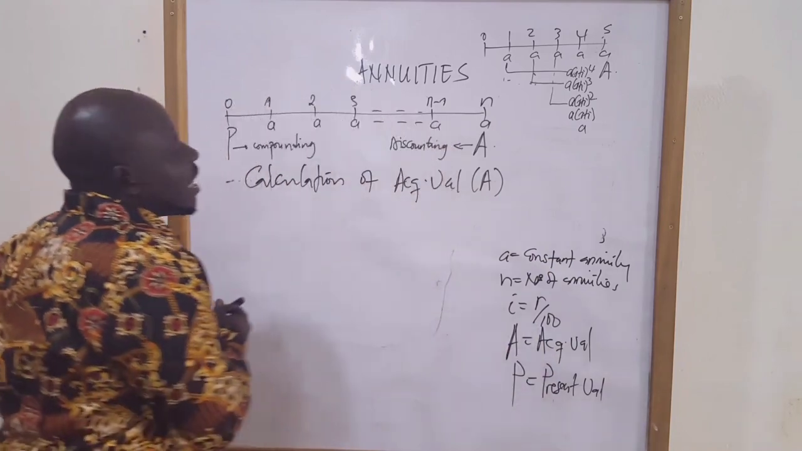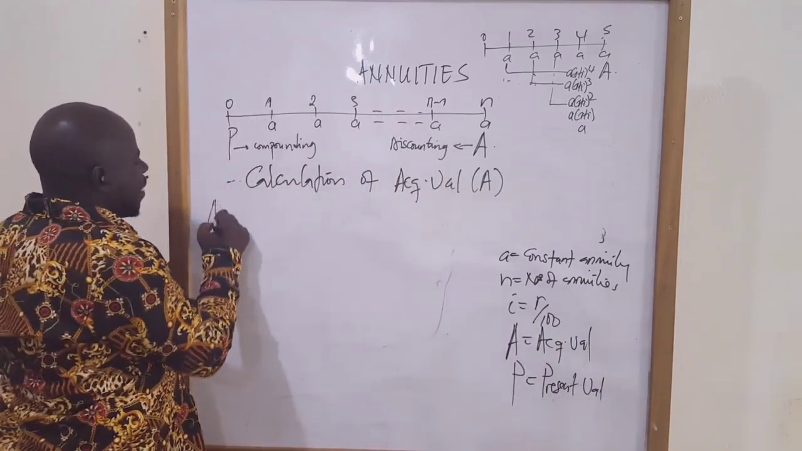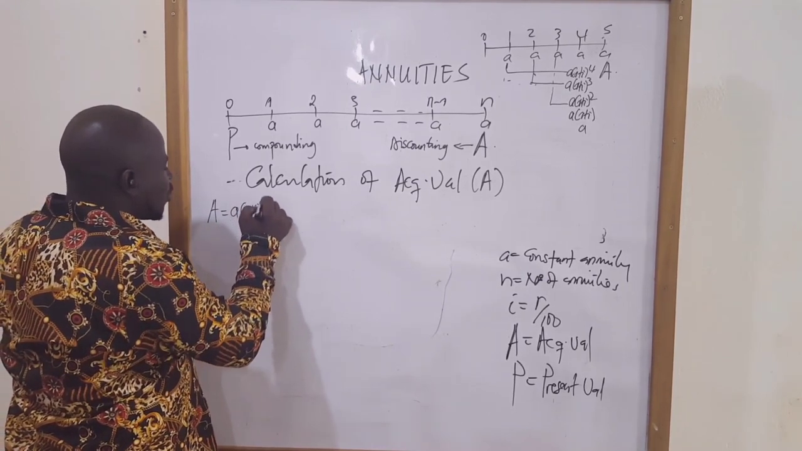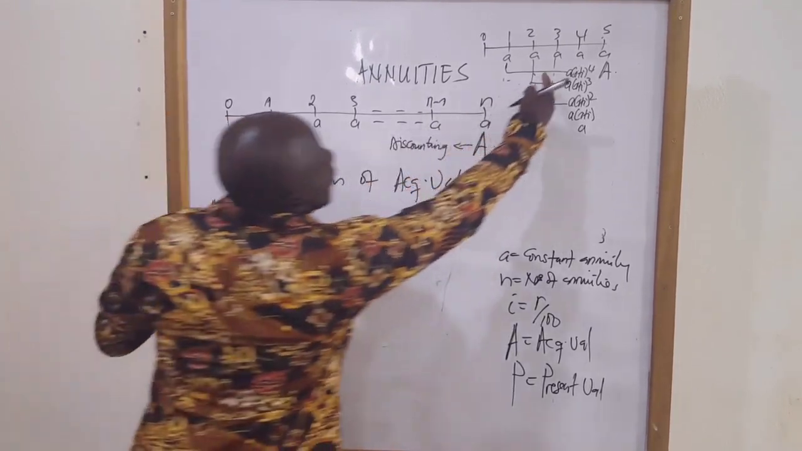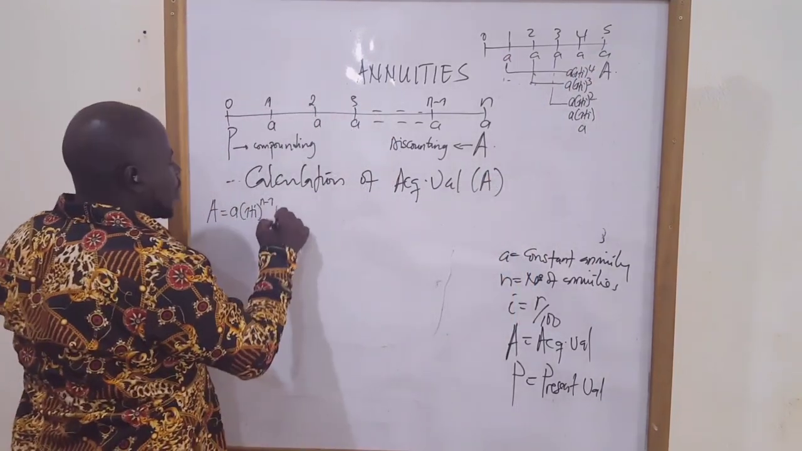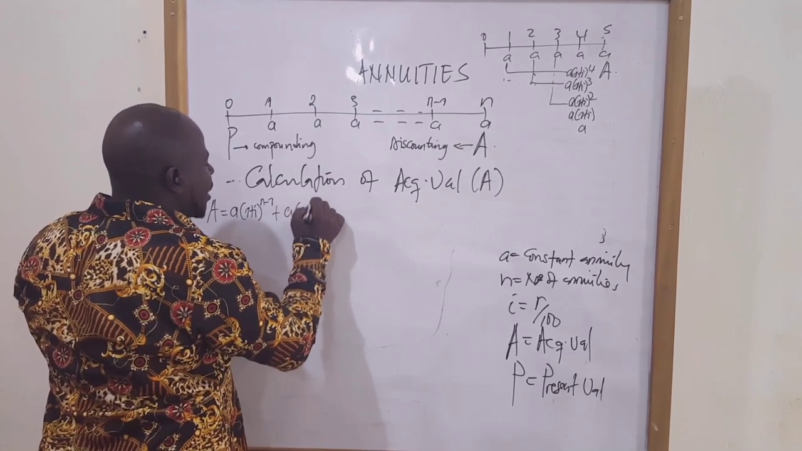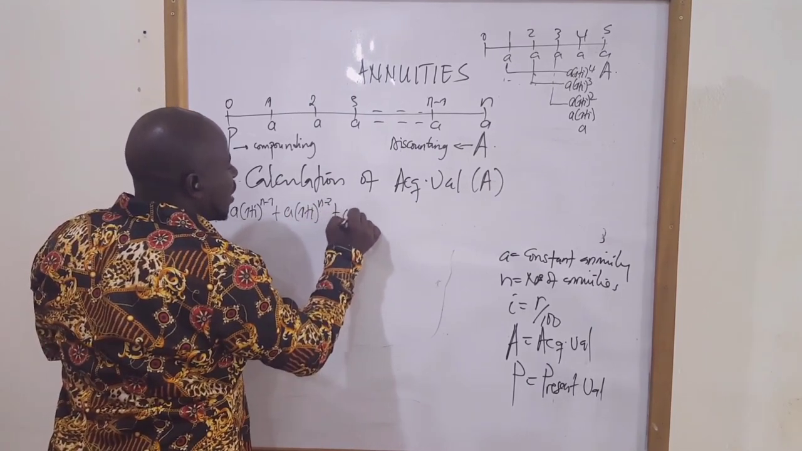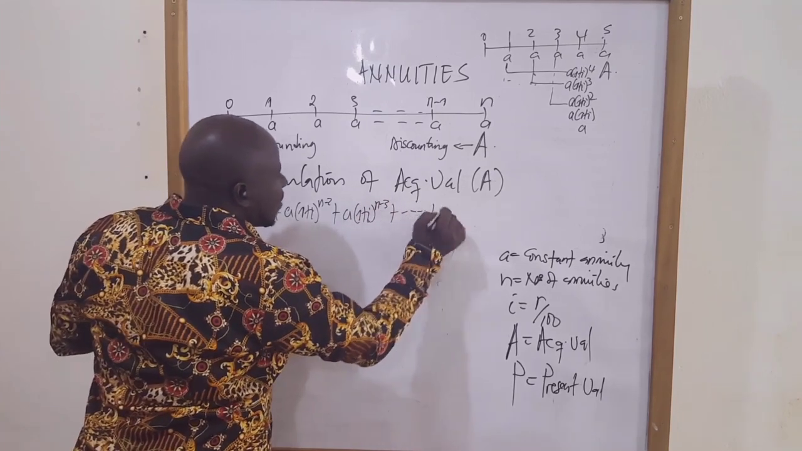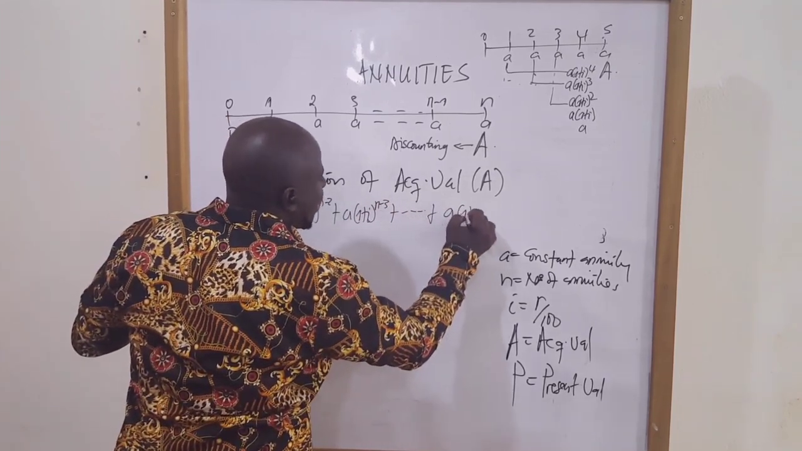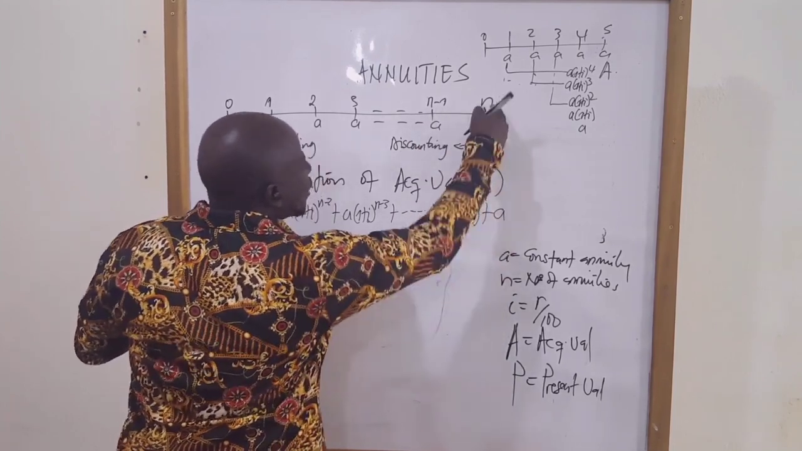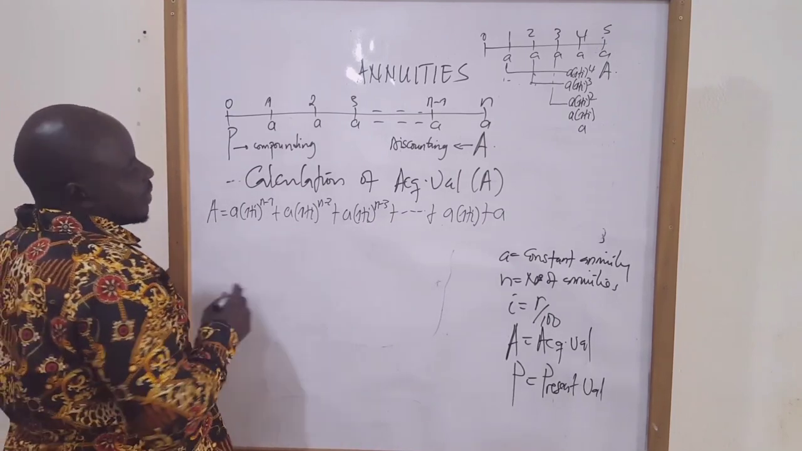So let's generalize it here. Now here, the acquired value will be what? A into 1 plus i raised to the power n minus 1. Like here, the first one was what? 5 minus 1, which is 4. So plus A into 1 plus i raised to the power n minus 2, plus A into 1 plus i raised to the power n minus 3, plus ..., plus A into 1 plus i, because this one you go one time. Now plus A. The last one does not generate any interest. That's why we have it that way.